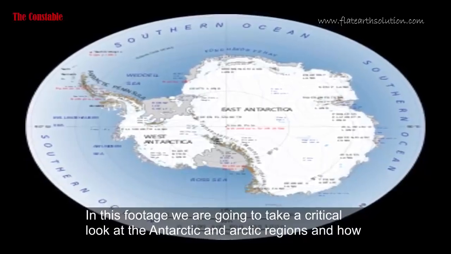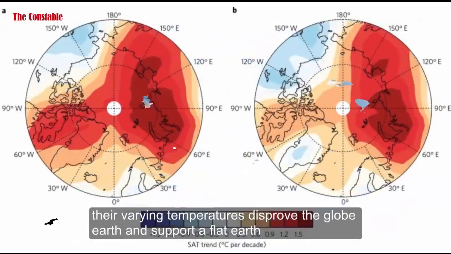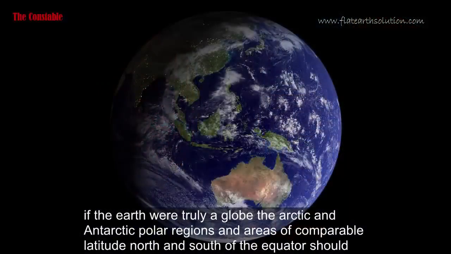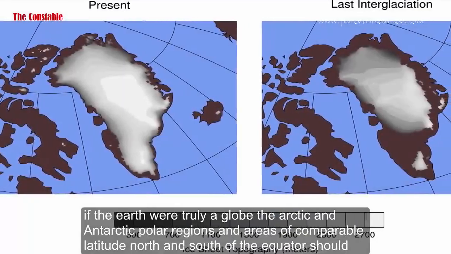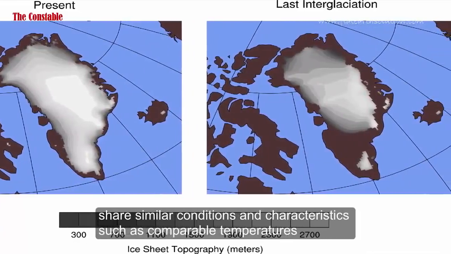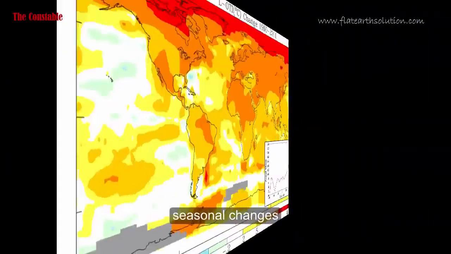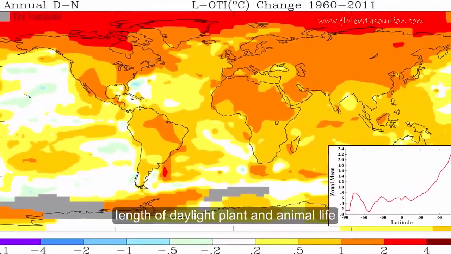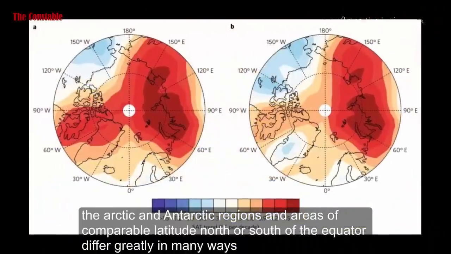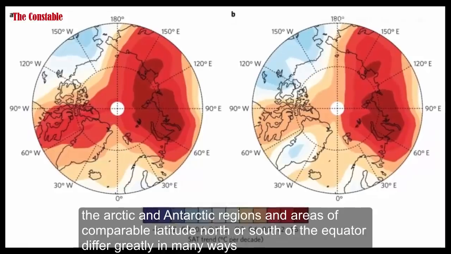In this footage, we are going to take a critical look at the Antarctic and Arctic regions and how their varying temperatures disprove the globe Earth and support a flat Earth. If the Earth were truly a globe, the Arctic and Antarctic polar regions and areas of comparable latitude north and south of the equator should share similar conditions and characteristics such as comparable temperatures, seasonal changes, length of daylight, plant and animal life. In reality, however, the Arctic and Antarctic regions and areas of comparable latitude north or south of the equator differ greatly in many ways.